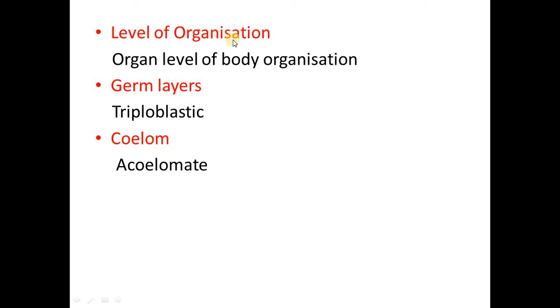Level of organization. Organ level of body organization is seen in these animals, and they are the first animals to have reached the organ level of body organization. Body cells aggregated to form tissues and tissues organized to form organs. Some organ systems are also present in them. If we talk about the germ layers, they are triploblastic. That means their body structures are derived from three embryonic germ layers: ectoderm, mesoderm and endoderm.